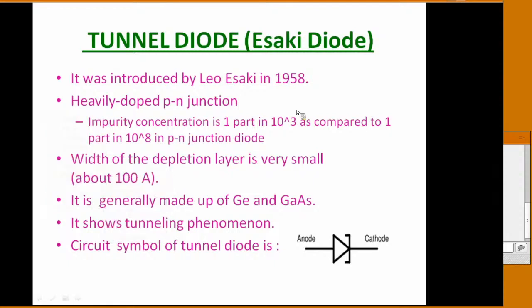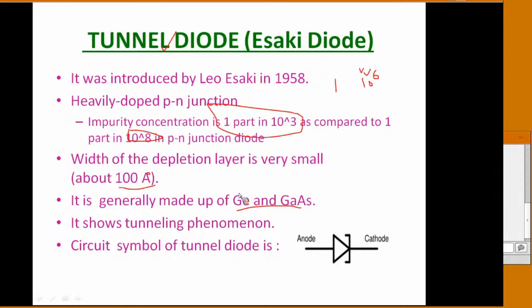See here, tunnel diode is 1 part in 10^3, PN junction is 1 part in 10^8, and for the Zener diode it is 1 part in 10^6, that is medium. That's why the Zener diode is also heavily doped as compared to the PN diode, but as compared to the Zener diode, the tunnel diode is more heavily doped. The width of the depletion region is very small in the tunnel diode, 100 angstroms only, a very thin layer separating the P type and the N type. It is generally made up of germanium and gallium arsenide.